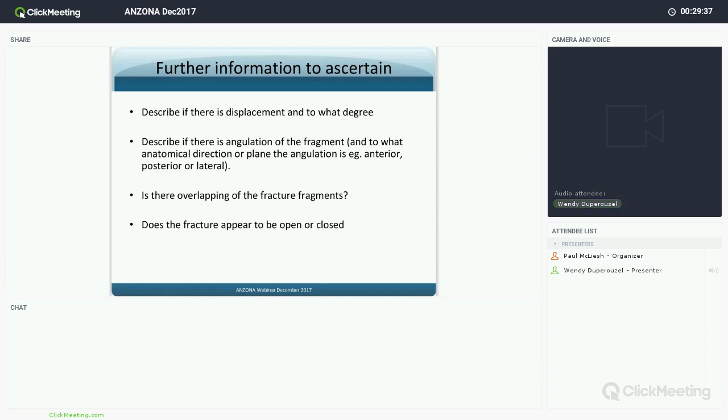Does the fracture appear open or closed? Hopefully we've already ascertained that from our clinical examination of the patient. But if you're being asked your opinion or looking at some plain films of a patient that you haven't clinically examined, because maybe someone's asking you advice, have a little look at that, and it may be certainly visible whether the fracture is open or closed.